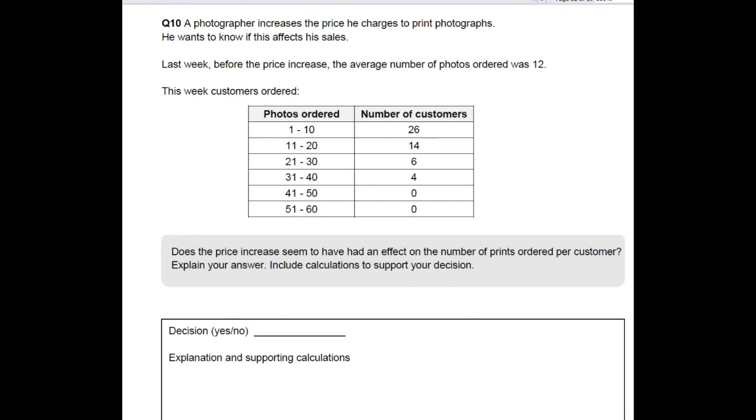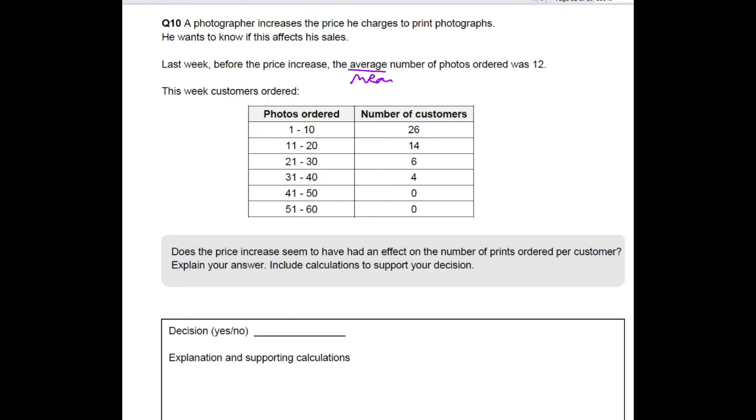Question 10. A photographer increases the price he charges to print photographs. He wants to know if this affects his sales. Last week, before the price increase, the average number of photos ordered was 12. This week, customers ordered, and then there's a table of the orders. Does the price increase seem to have had an effect on the number of prints ordered per customer? Explain your answer. Include calculations to support your decision.